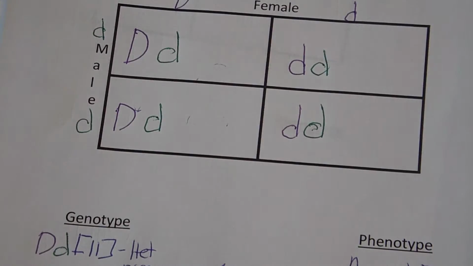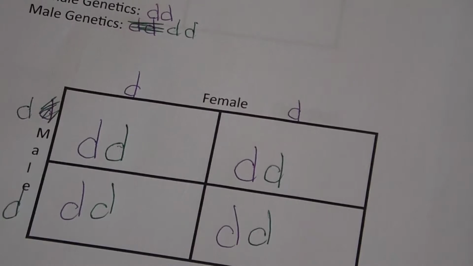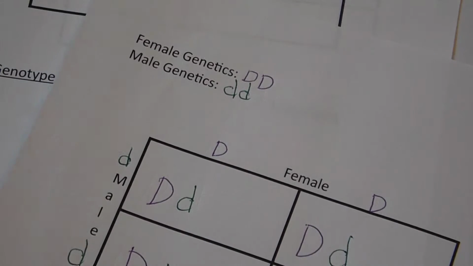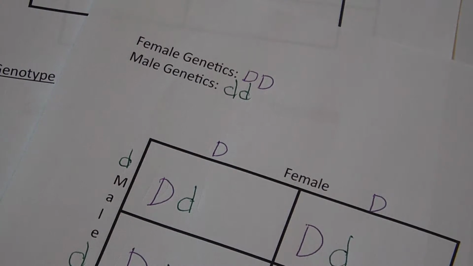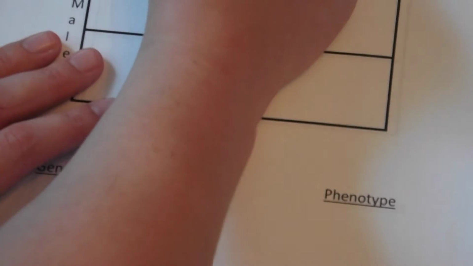So far we have done a het to a homozygous recessive diffused, two diffused homozygous recessives, and a normal to a homozygous recessive diffused. Now what we're going to do this time is going to be a female normal to a male het diffused.